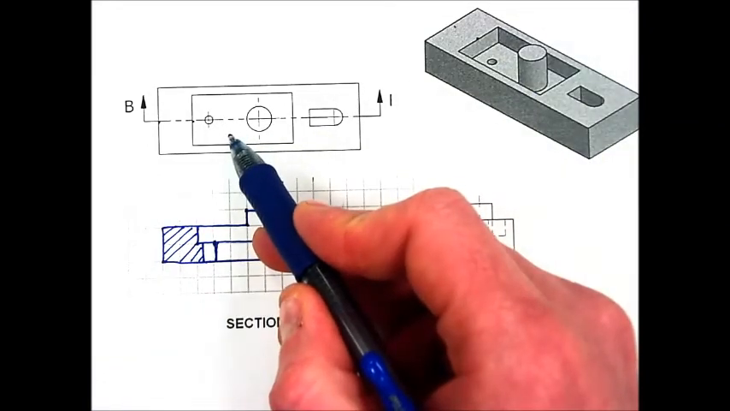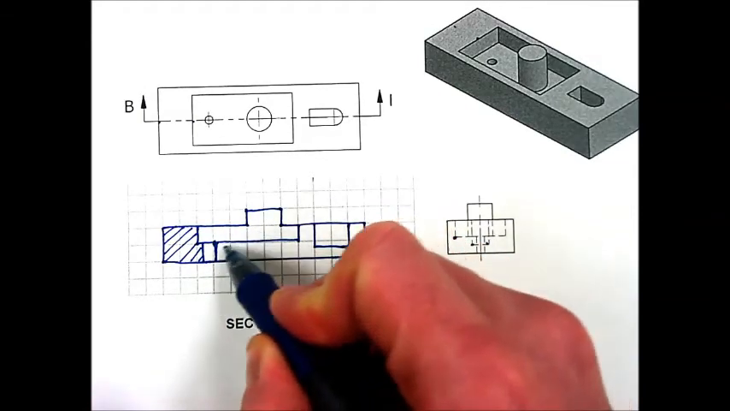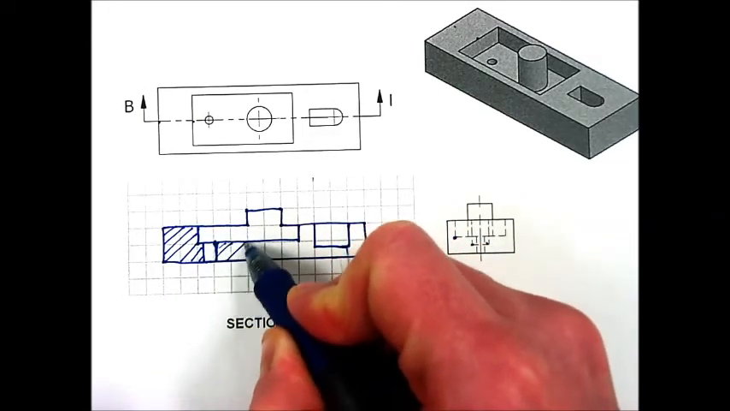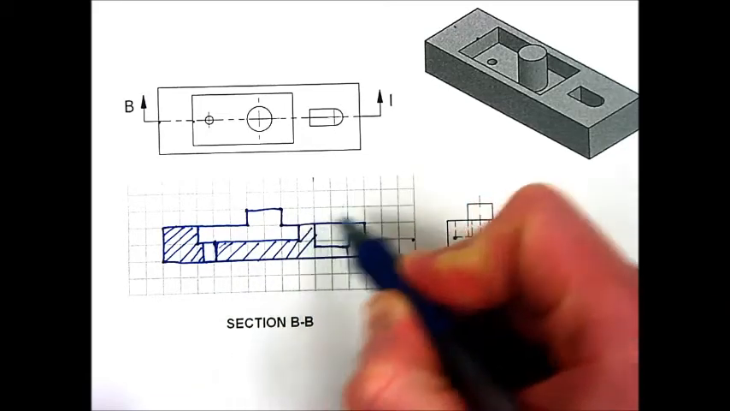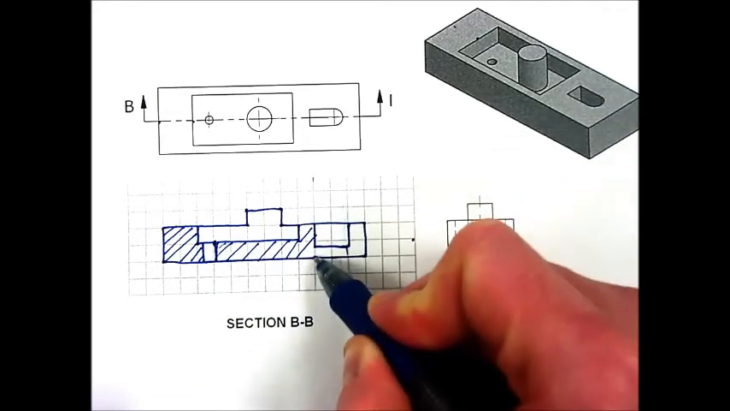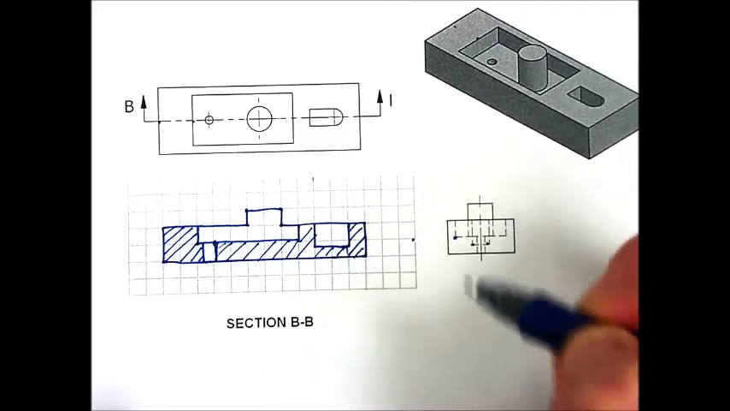There's nothing right here, so I'm not cutting through that. And so I would go ahead and continue my hatch marks all the way across here. This space represents that negative space right there, so again I would not include hatch marks in that space.